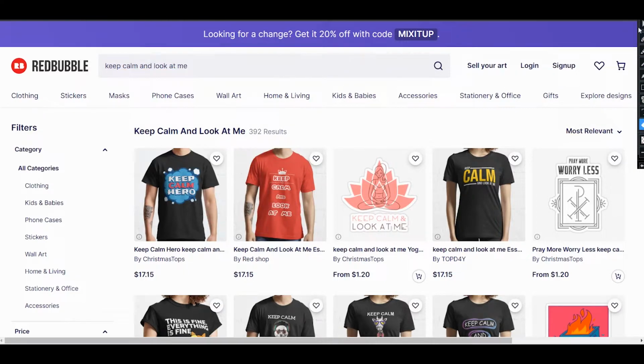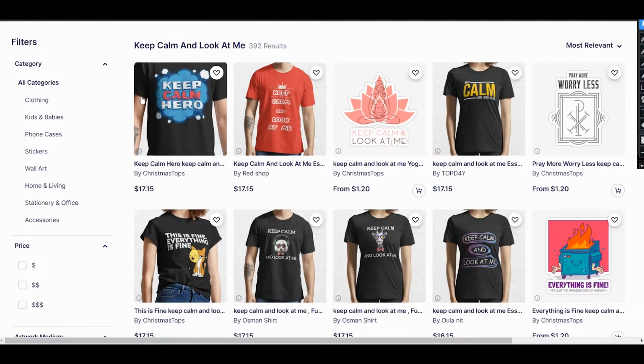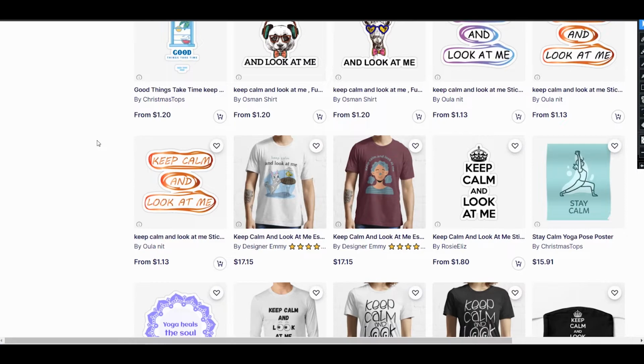Not too competitive right now, less than 400 results are available at this moment. And it is not only one niche, not only a funny phrase, or not only keep calm phrase. You can also think different for this design. It can be connected with some yoga style or meditation style, and you can make some illustration in this way, maybe with some yoga asanas or something like here.